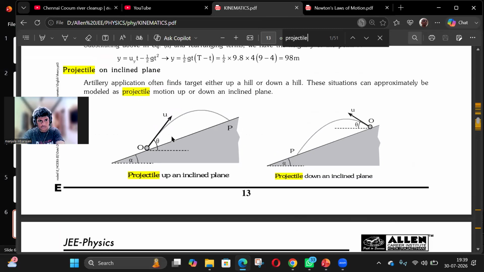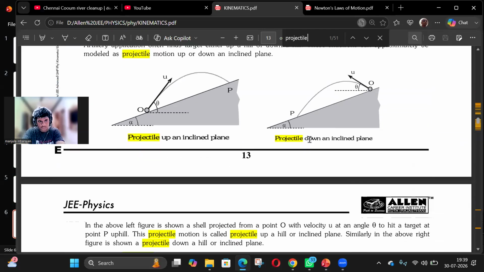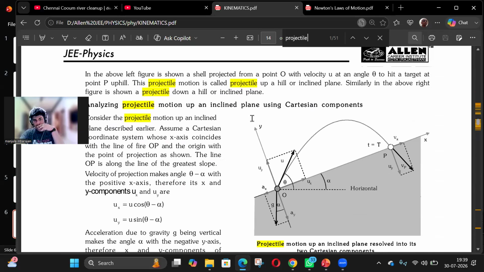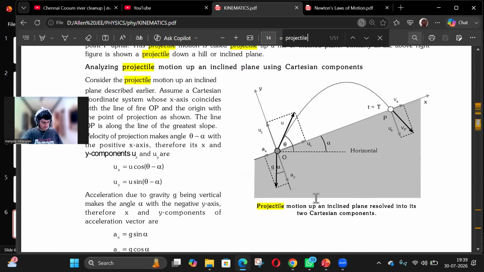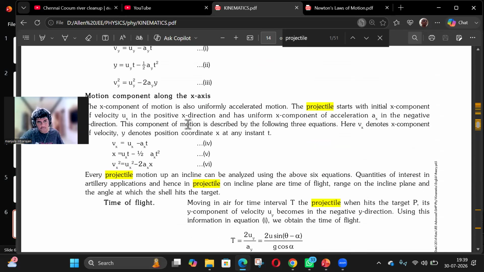Here is the one. This is throwing up the plane, this is throwing down the plane. Exactly the same. The only thing you have to find out is what ax and ay are, where x is along the plane and y is perpendicular to the plane. And you write the three equations of motion in both y and x. Here the acceleration is there in both x and y.